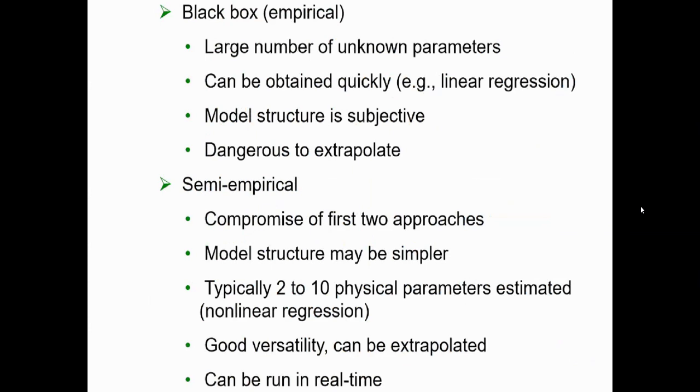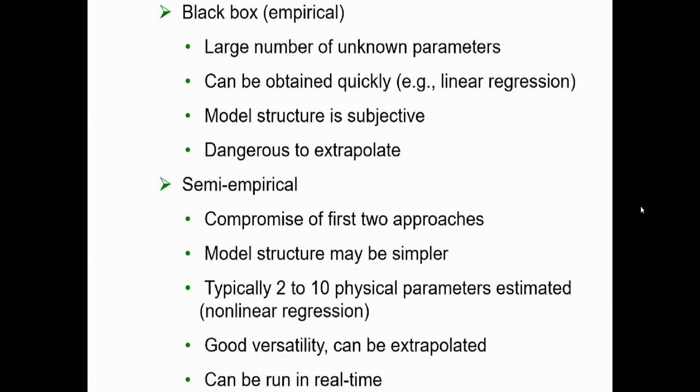So here we're talking about the empirical model, or in other words known as the black box, where we have a large number of unknown parameters that can be obtained quickly, for example through linear regressions. Normally the model structure is subjective, and nevertheless it's probably not appropriate to extrapolate it.